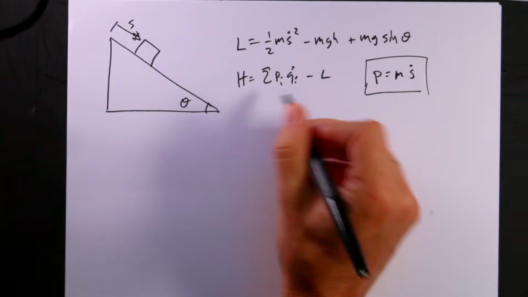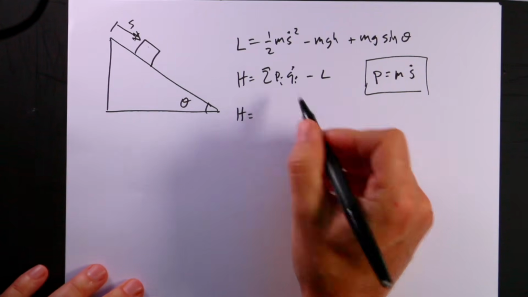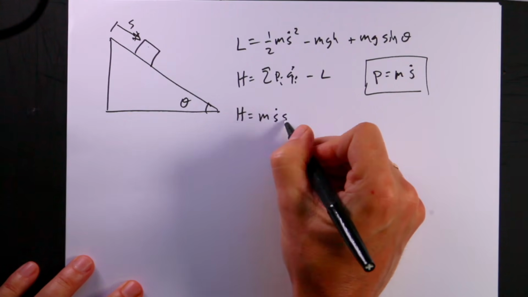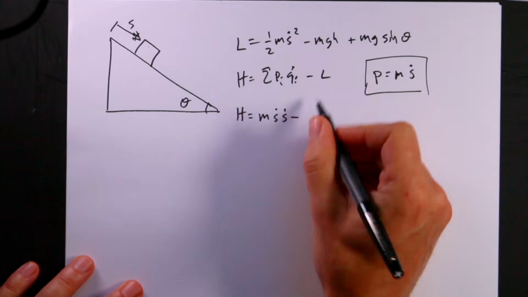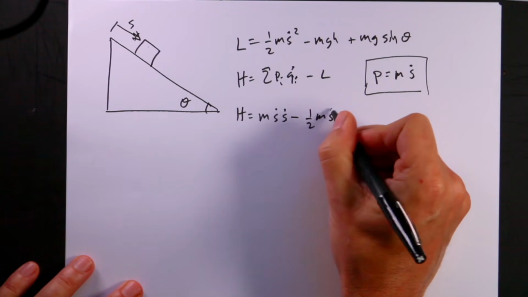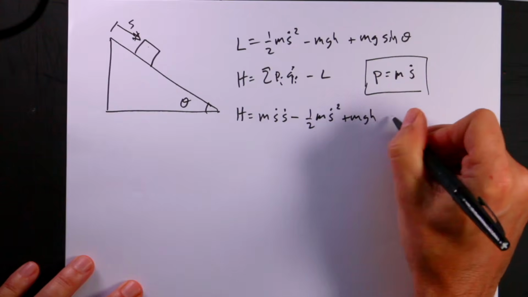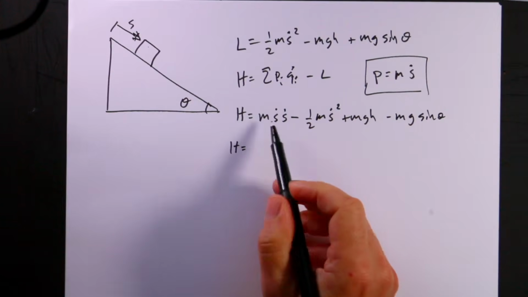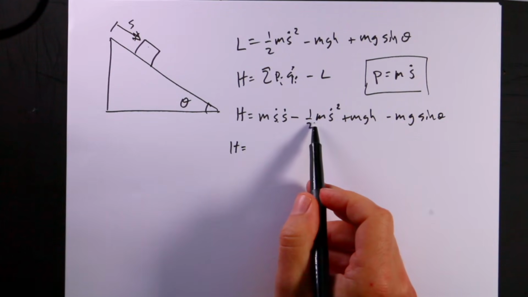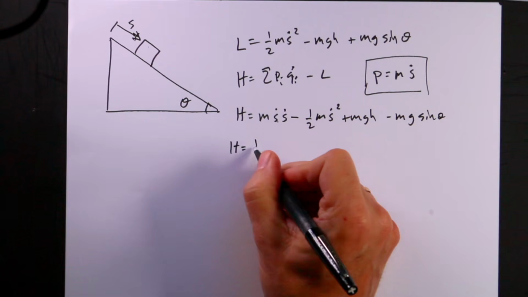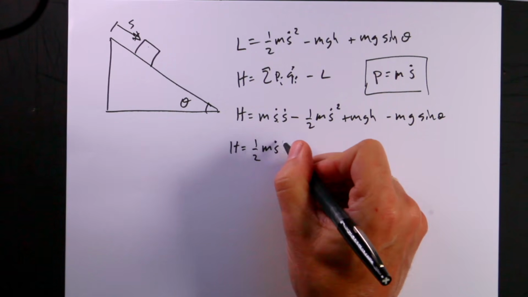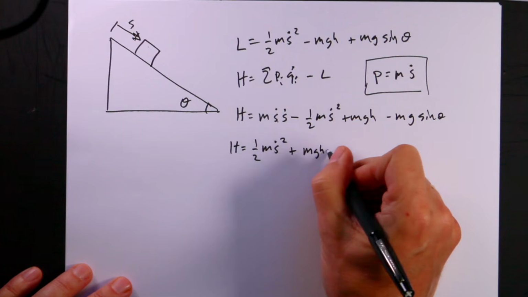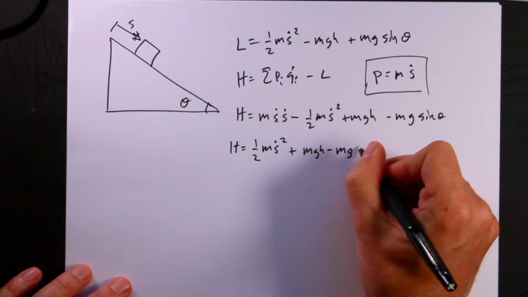So I can write, there's only one variable, so I get h equals p s dot. This is going to be s dot. Now I need to subtract off the Lagrangian, so it's going to be minus 1/2 m s dot squared plus mgh minus mg sine theta. So here I have m s dot squared minus 1/2 m s dot squared, so I get 1/2 m s dot squared. And then I get plus mgh minus mg sine theta.